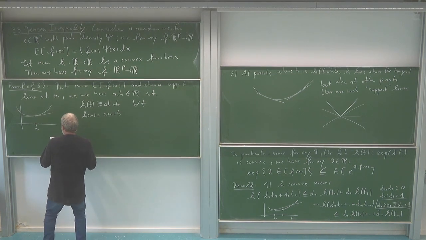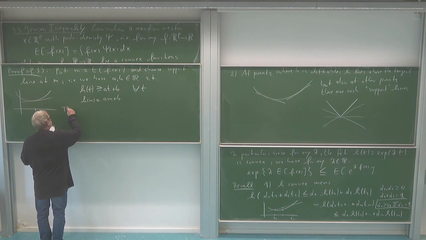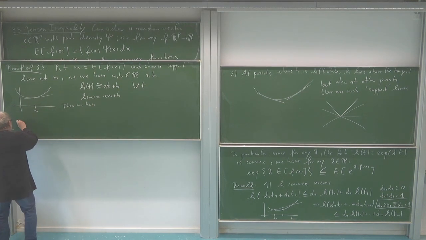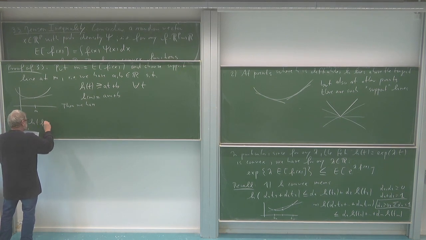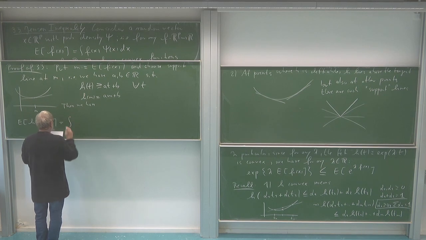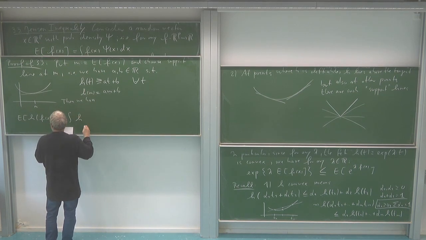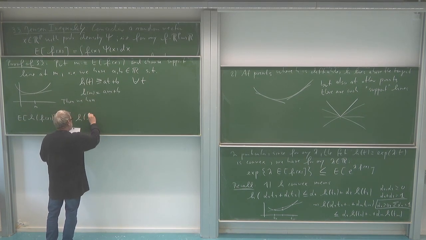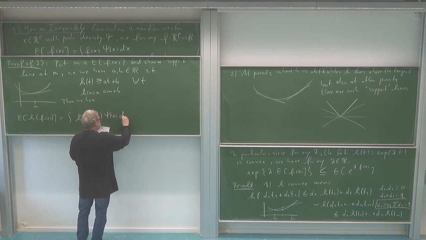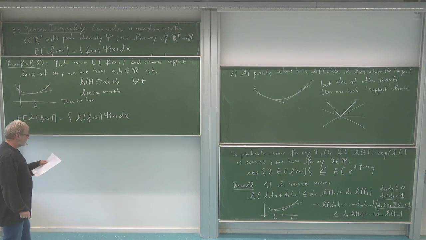Okay, but let us see. So then, what I want is the expectation of my convex function applied to f of x. Maybe let me write it down explicitly. So this is, I'm integrating h of f of x with my density psi of x dx. That's the quantity which I want.